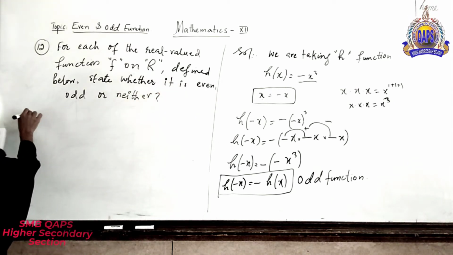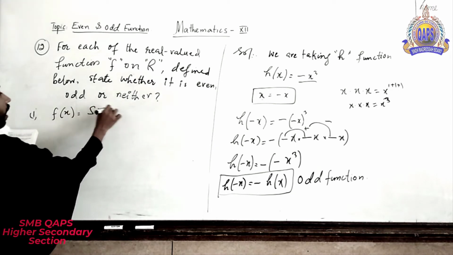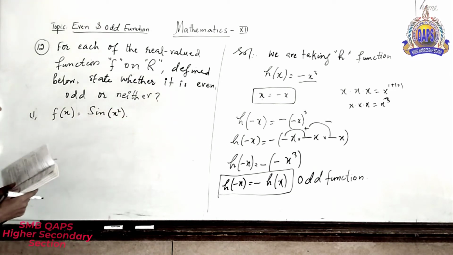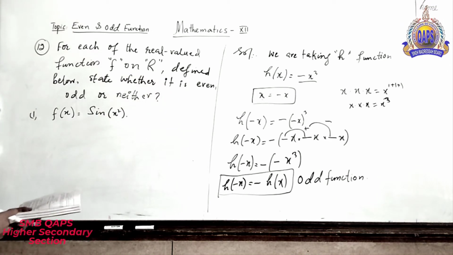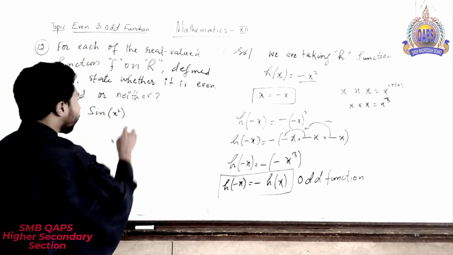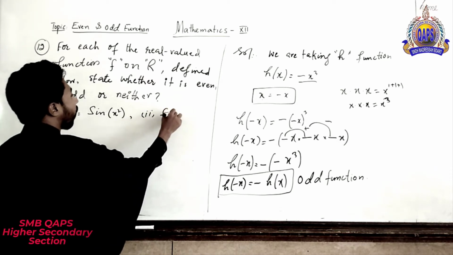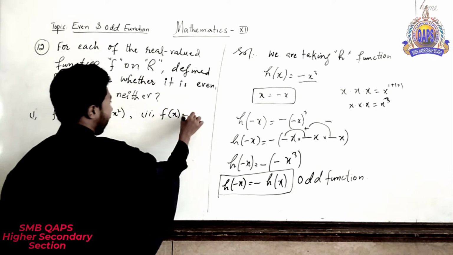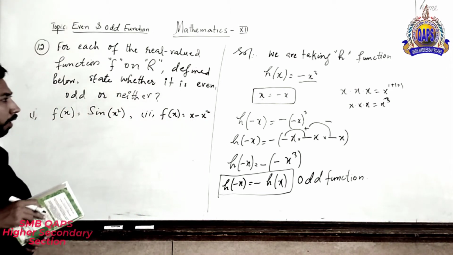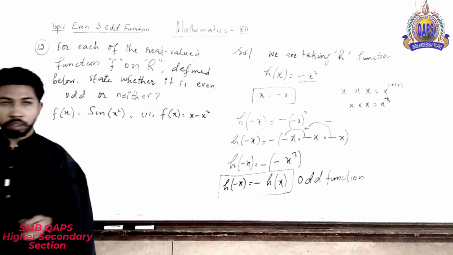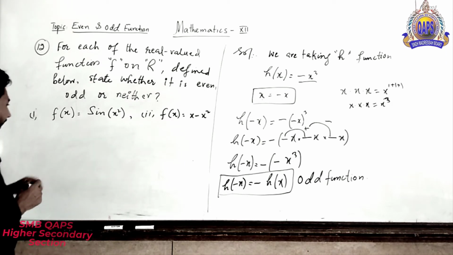So the first point is that f of x is equal to sin x square, and the second point is another one: f of x is equal to x minus x square. Now first we solve this point.